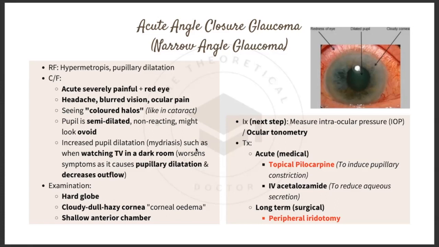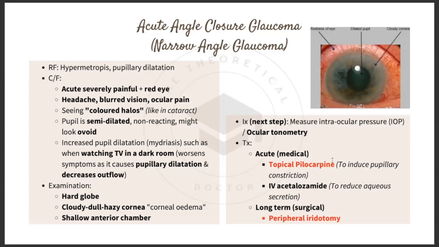Okay, so if you were to do a physical examination, the eye would appear hard, and there is a cloudy, dull, hazy cornea or corneal edema, as well as a shallow anterior chamber. So it's important to remember the clinical features, because these are what you can ask when you take the patient's history. Alright, so the next step, investigation, would be to measure the intraocular pressure, the IOP, which will usually be raised. So you use an ocular tonometry.